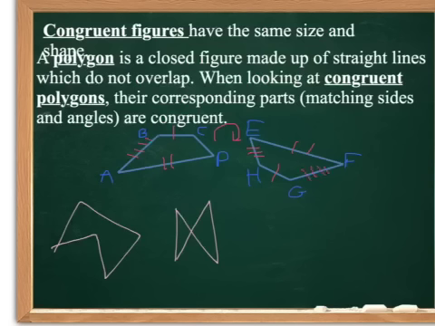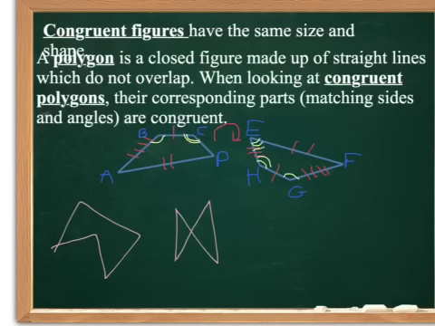Then looking at the angles, we could say that angle ABC would be congruent when we turn it around to angle FGH, which means angle BCD and GHE are congruent, and so on and so forth.